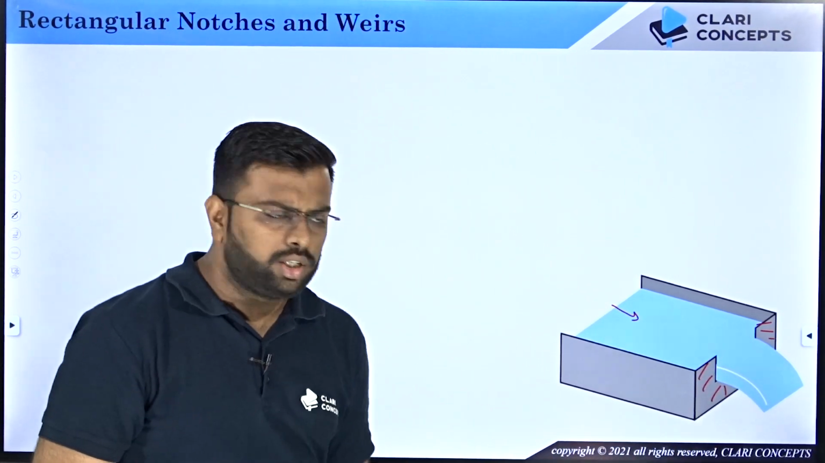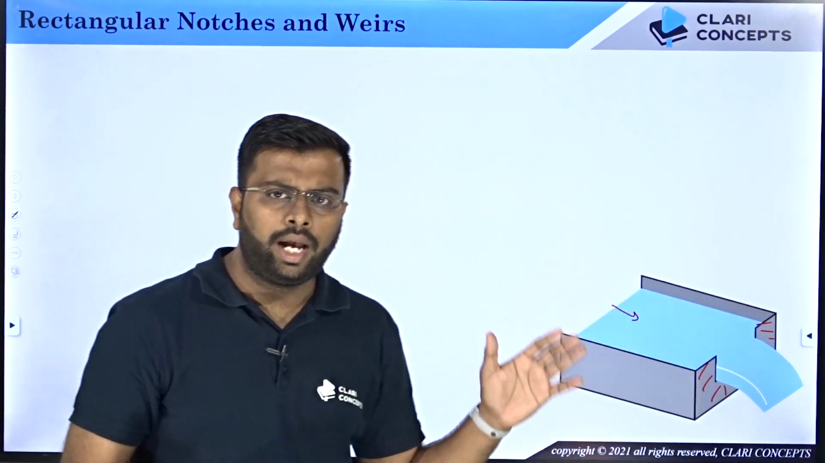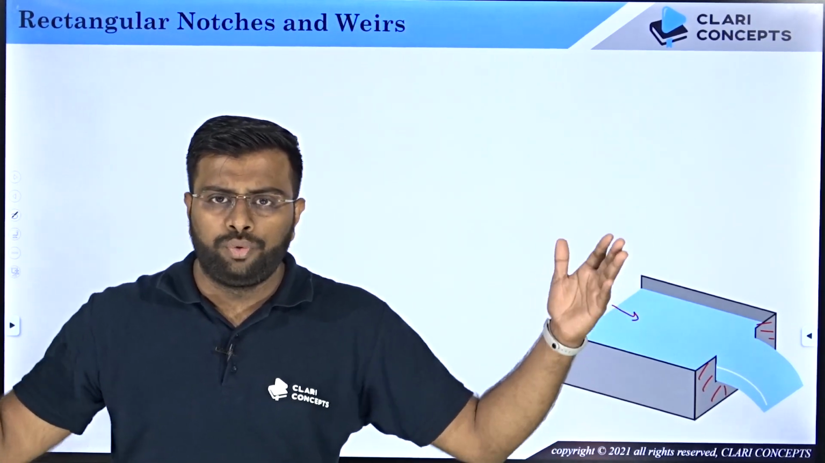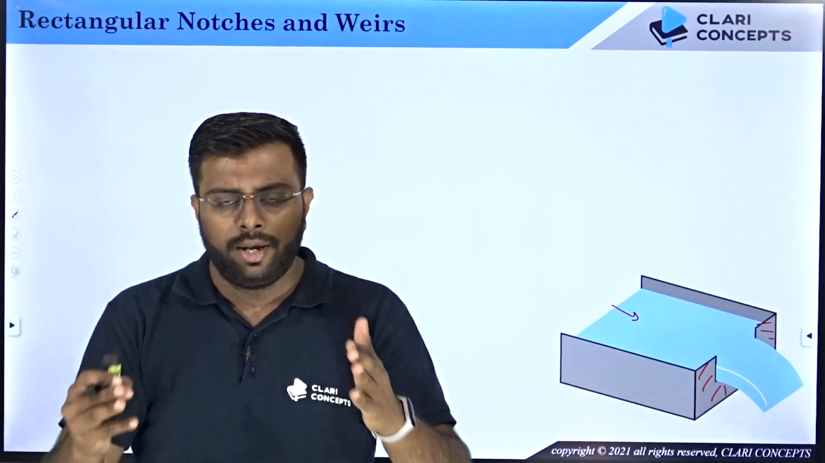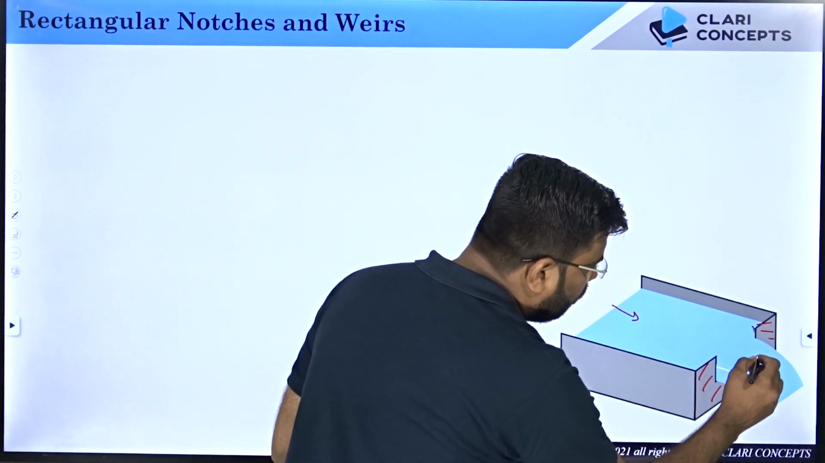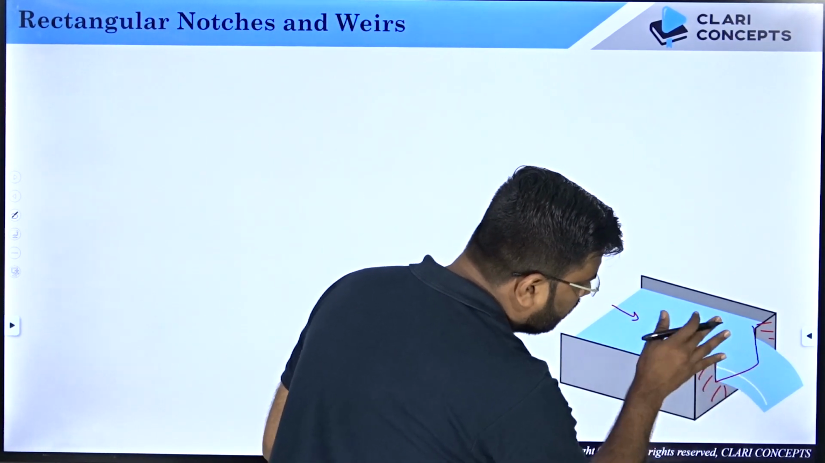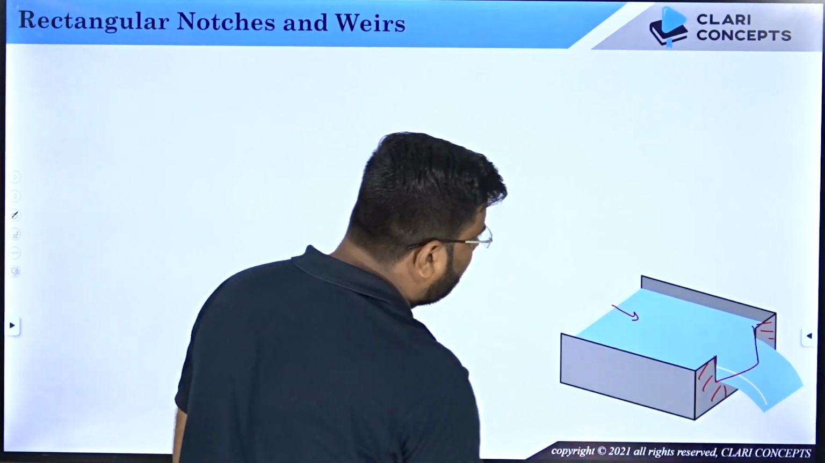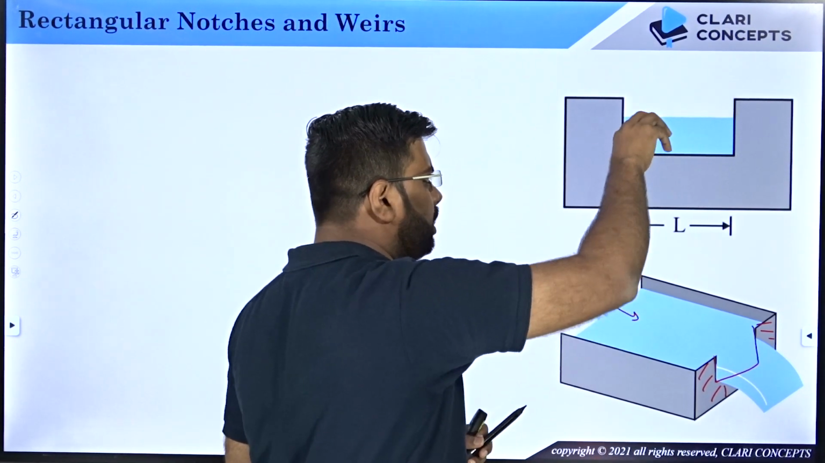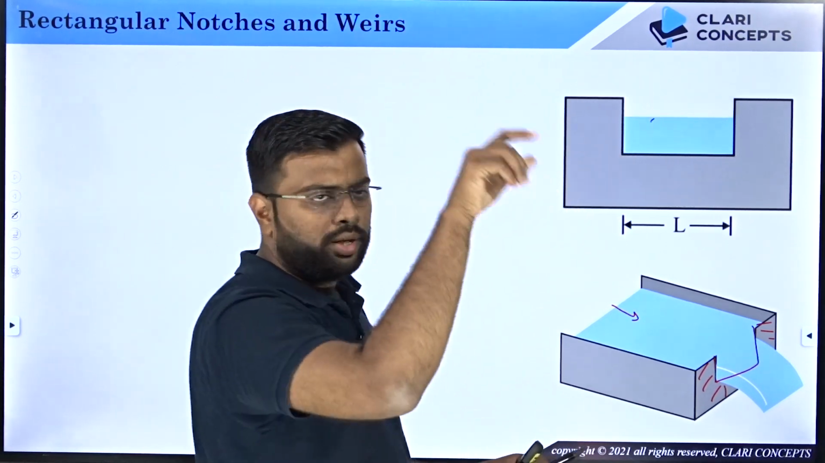What do I do with the notch? It is of a particular shape, and I restrict my water from flowing sideways and allow it to flow through a concentrated passage, right? You can see this is a rectangular concentrated passage through which water is coming out. If I look at it from this side, I will see the water flowing like this. You can imagine water coming out through a board, right?